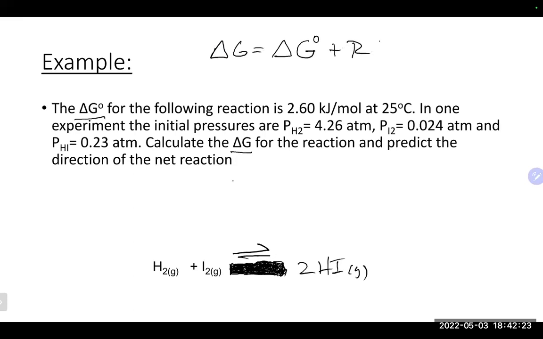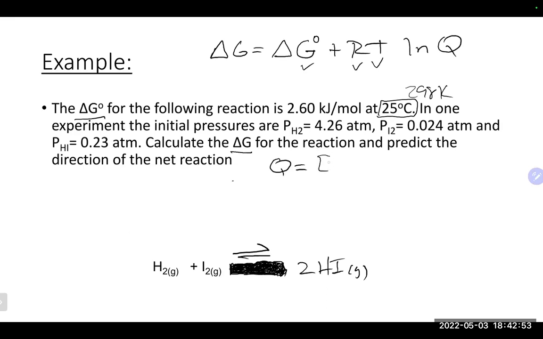Remember, this is plus RT natural log of Q in this particular case. So we are given our delta G naught. We have R. We have the temperature if we convert it to Kelvin, which is 298. We do need to calculate Q here. So once again, Q is a reaction quotient, which is calculated the exact same way as we do K. So that is our products over our reactants.